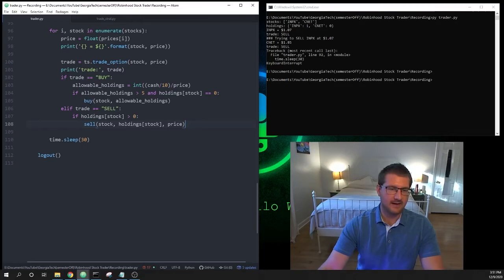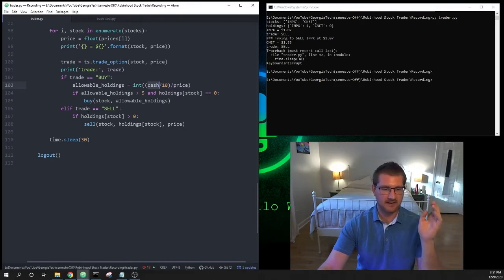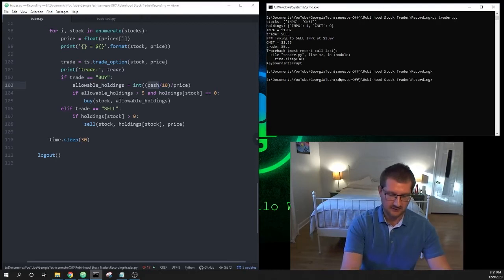So if the trader gives us buy, and the trader is this trade strat that we made in the previous videos, so if it tells us to buy, we calculate our allowable holdings, which I did by saying the amount of spendable cash I have, divided by 10, divided by the price, and then turn that into an integer. If allowable holdings is greater than 5, so if I'm going to try and buy more than 5 of a stock, and I'm currently not holding any of the stock, then I will buy. If the trader passes us a sell command, if I'm holding any shares of that stock, then I go and sell. So let's run this and let's see how it works.